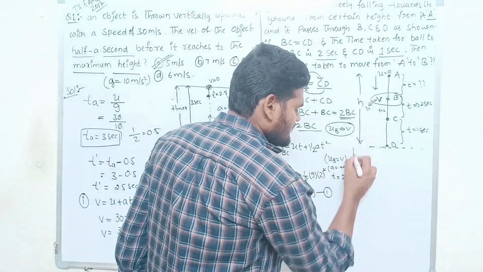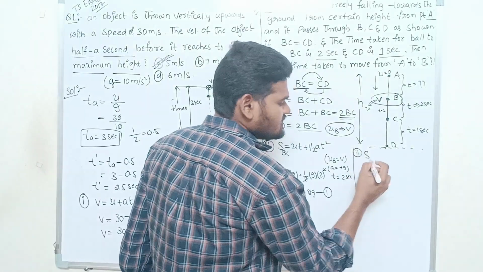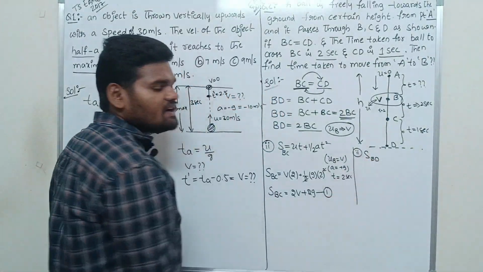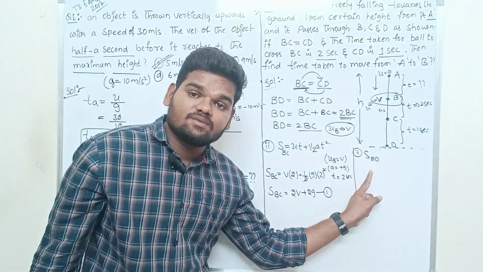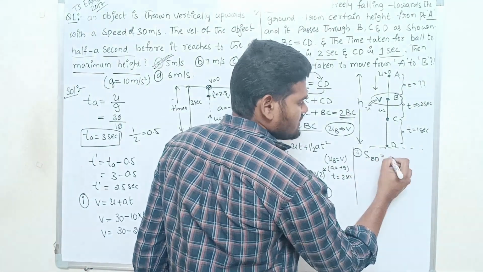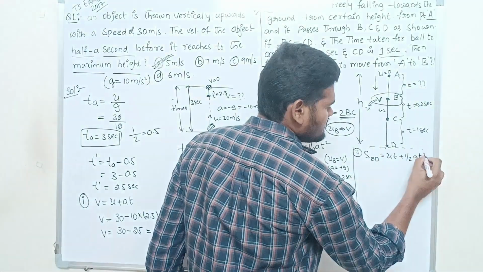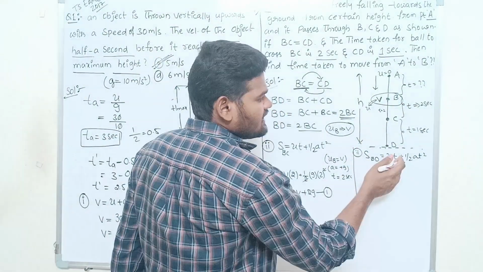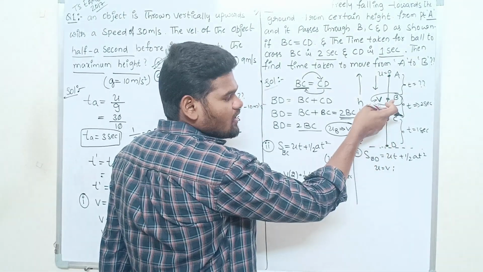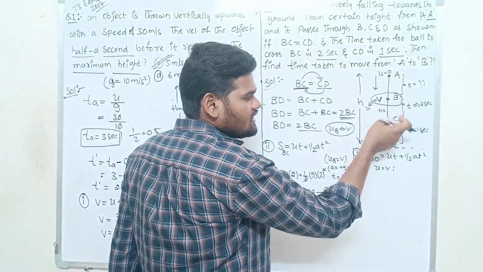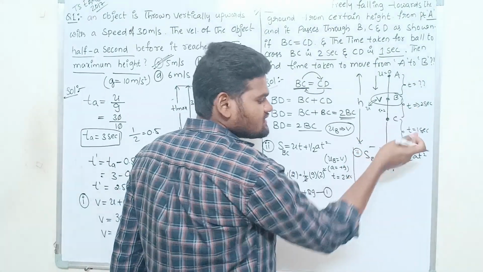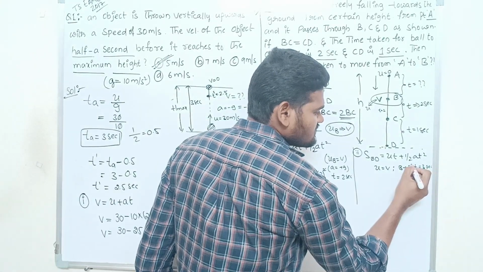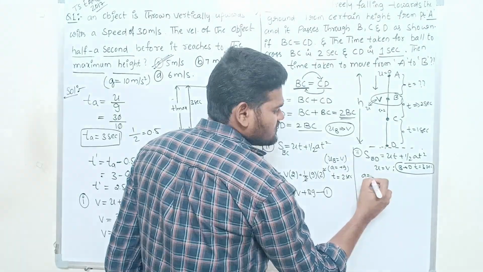And again I am finding the displacement of the object from point B to point D, SBD. This is equal to, again, ut plus half at square. What is U? At point B, the initial velocity of the object is V. Time taken from point B to point D: what is the time here? B to C is 2 seconds and C to D is 1 second. 2 plus 1, 3 seconds. So B to D, time T is 3 seconds. Acceleration due to gravity is plus G.